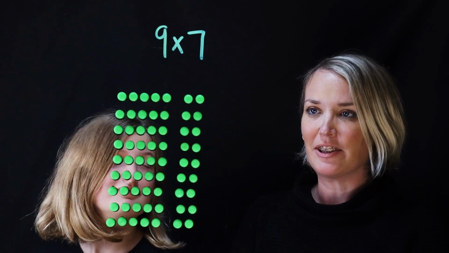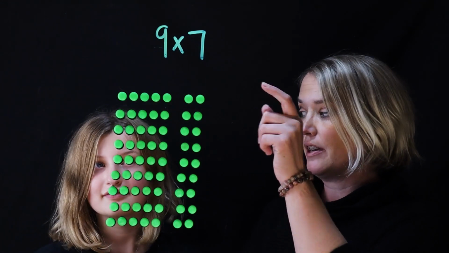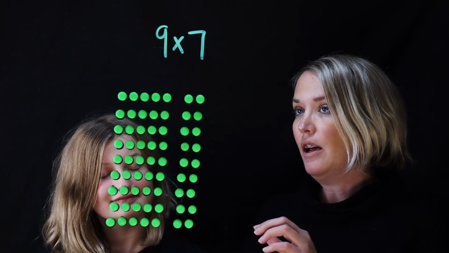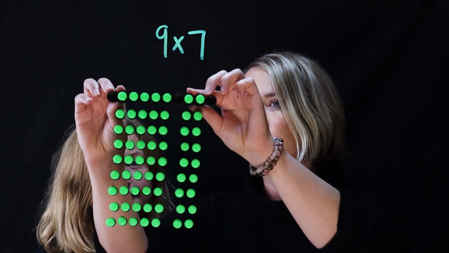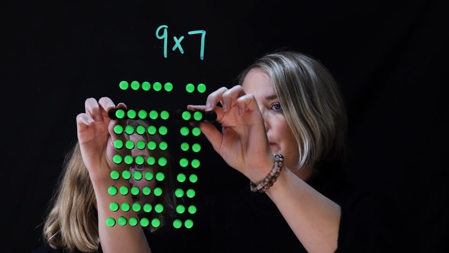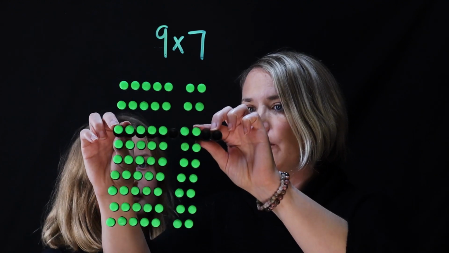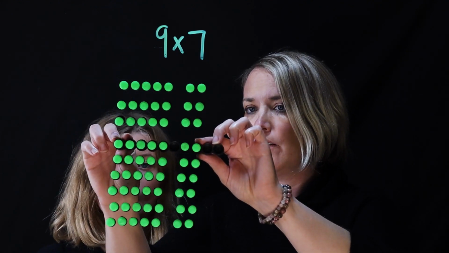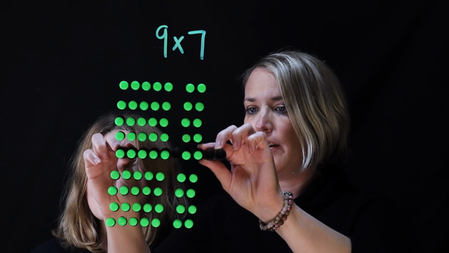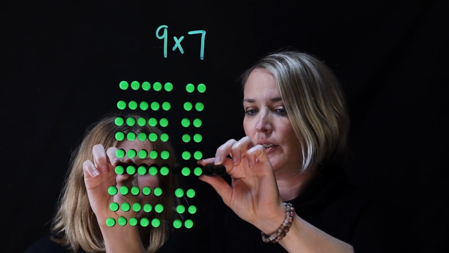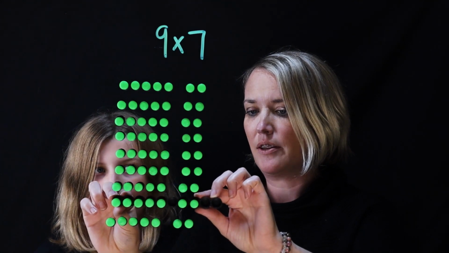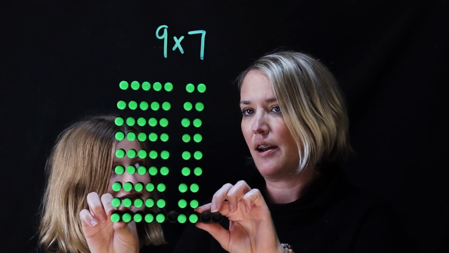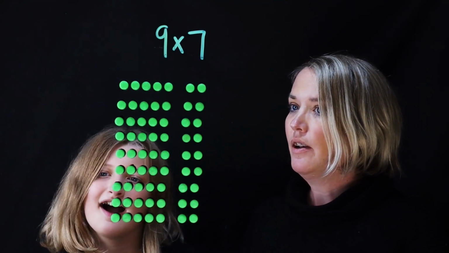Hi, amazing math learners. We've got 9 times 7, and Anna's going to show us how she did it. Anna, I've got 9 groups of 7 here. Let me show you. So here's 1 group of 7, 2, 3, 4, 5, 6, 7, 8, and 9. So I've got 9 groups of 7.